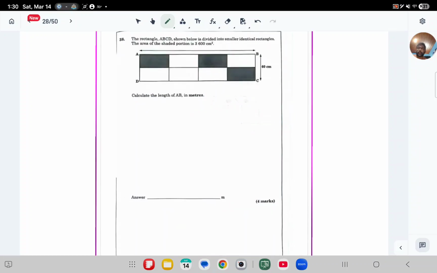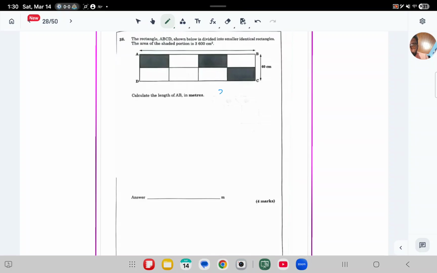Number 38, the rectangle ABCD. The rectangle ABCD shown below is divided into smaller identical rectangles. The area of the shaded portion is 3,600 centimeters squared. So they want us to calculate the length of AB in meters. So good.